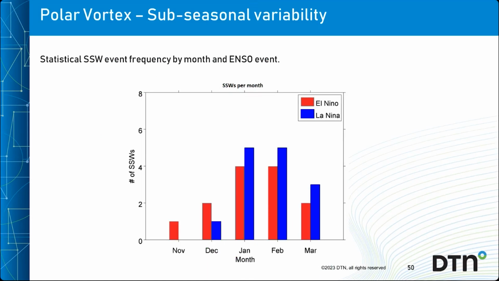This bar graph is just a handy visual for showing the relationship between sudden stratospheric warming events and the state of ENSO. And we can see that sudden stratospheric warming is more likely during La Nina years, and most likely during January and February, but we might just buck the trend with the possibility of seeing one in December. If not, then maybe into January.